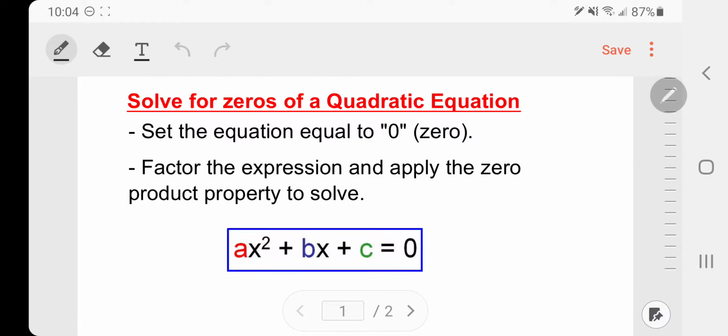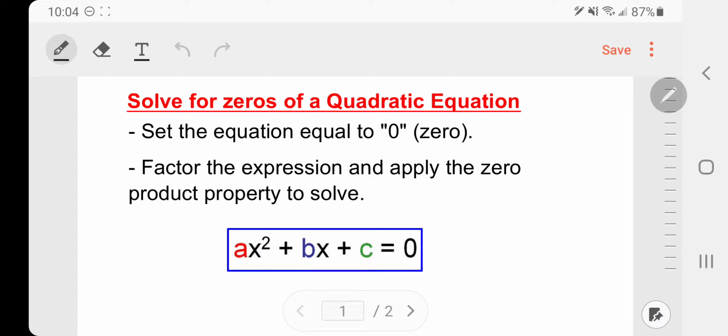Hey everyone. In this lesson we're going to take a look at how to solve for the zeros of a quadratic equation. Specifically in this lesson it's going to be quadratic trinomials with a leading coefficient that's not 1, so a different number or a different integer that's a leading coefficient.